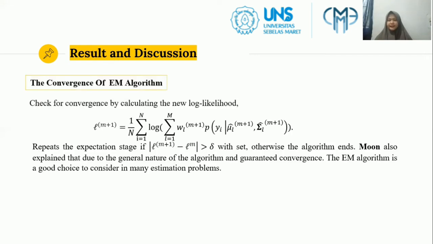And the last step is to check convergence of the EM algorithm. Check for convergence by calculating the new log likelihood like this. Repeat the expectation step if the error is more than the delta set. Otherwise, the algorithm ends. Moon also explained that due to the general nature of the algorithm, which guarantees convergence, the EM algorithm is a good choice to consider in many estimation problems.